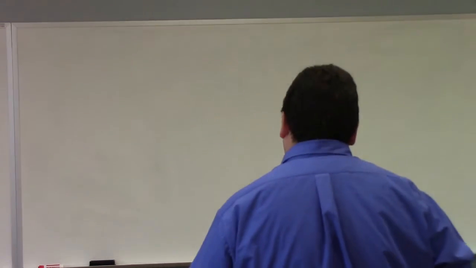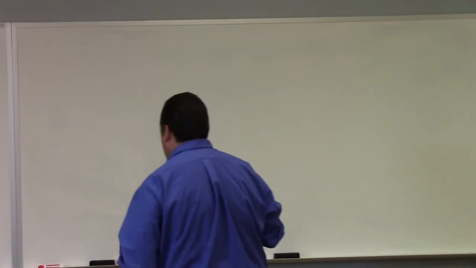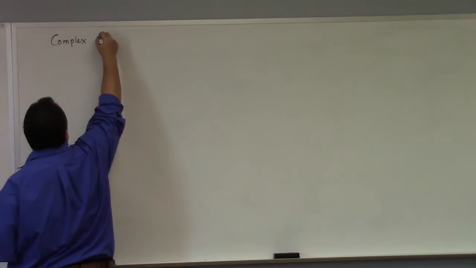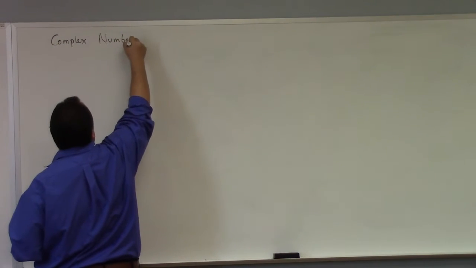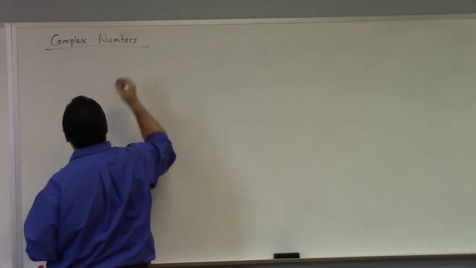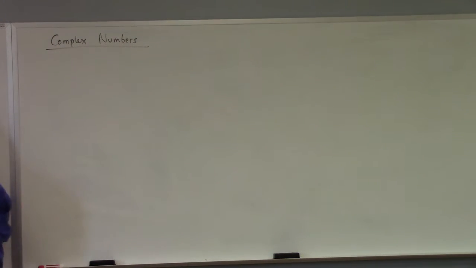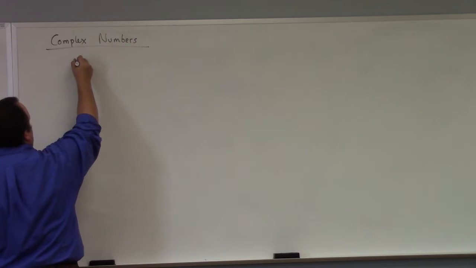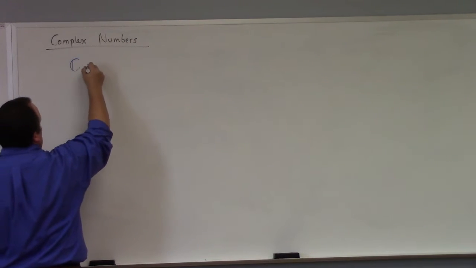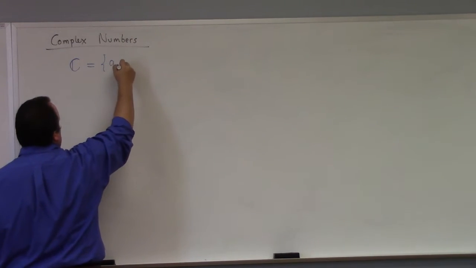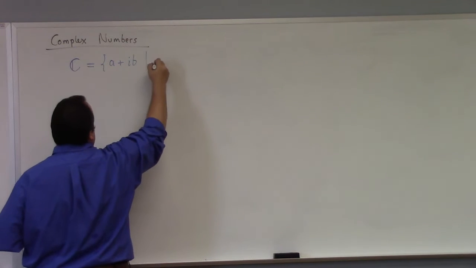All right, so anyway. Now we got these pesky applications out of our system. Let's talk about complex numbers. What are complex numbers? Okay, so let's just get it out here. So the complex numbers are denoted C. So this is a plus ib.